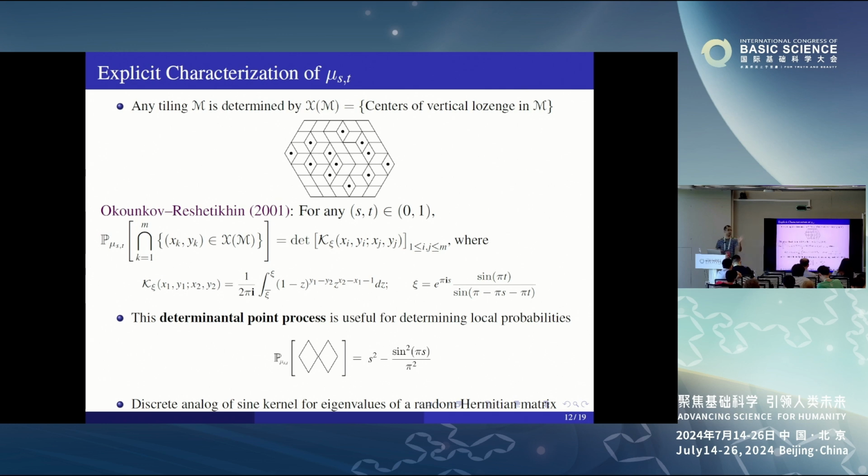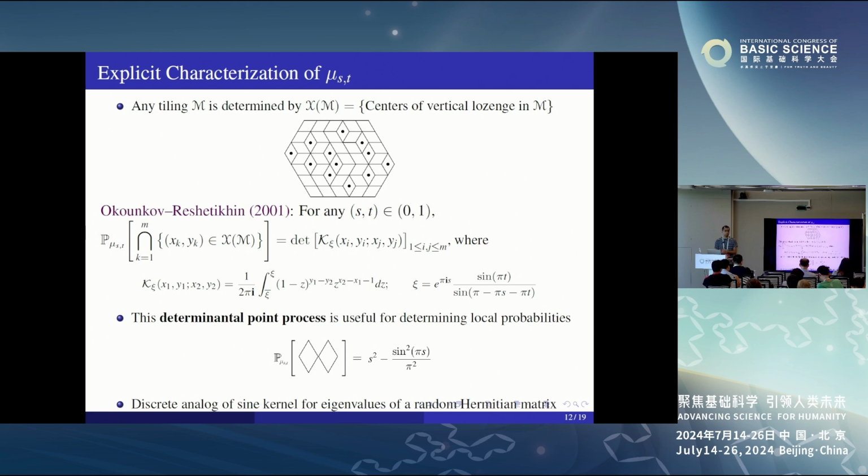Okay, this is not hard to see. I mean, already here, if there's a vertical tile here and a vertical tile here, you can quickly see that this is forced to be horizontal in this direction, right? Okay, so I'll let X_n denote the set of centers of all of the vertical tiles in my tiling. So it's the set of these black dots. Okay, so if I want to describe the tiling, all I have to do is describe the set X_n.